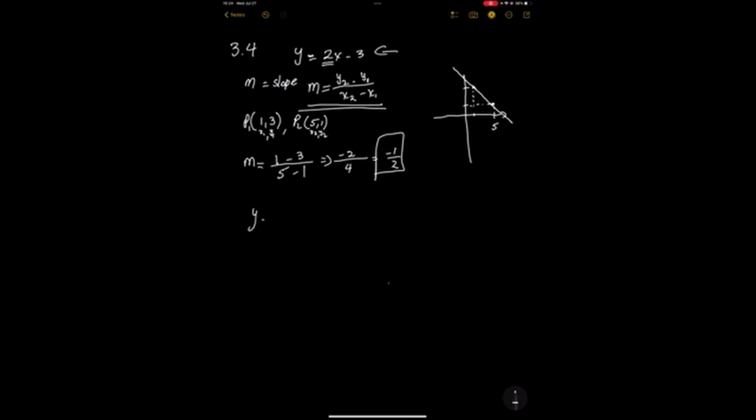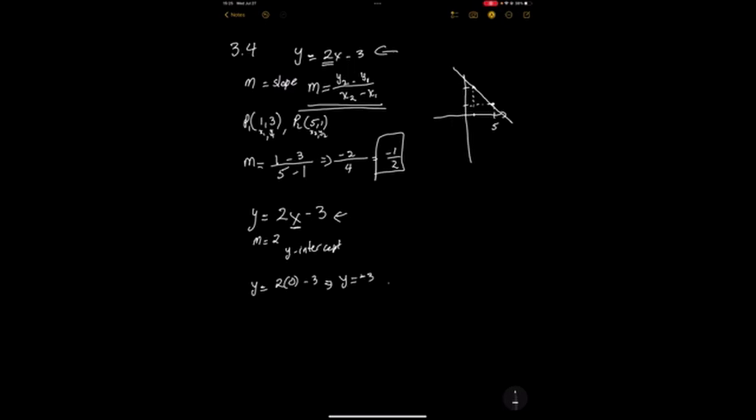y equals 2x minus 3. Well, we already know what the slope is. The slope m is equal to 2. But when we talk about the y-intercept, it basically means we're gonna take x and make it equal to 0 to find out what y would equal. So in this case, if we make x equal to 0, we get y equals 2 times 0 minus 3. So therefore, y is equal to -3.